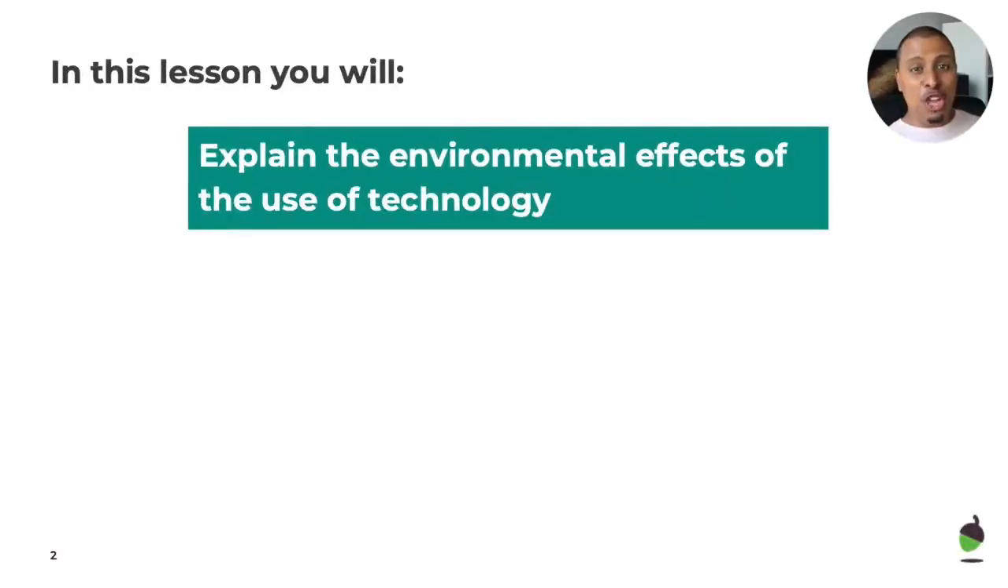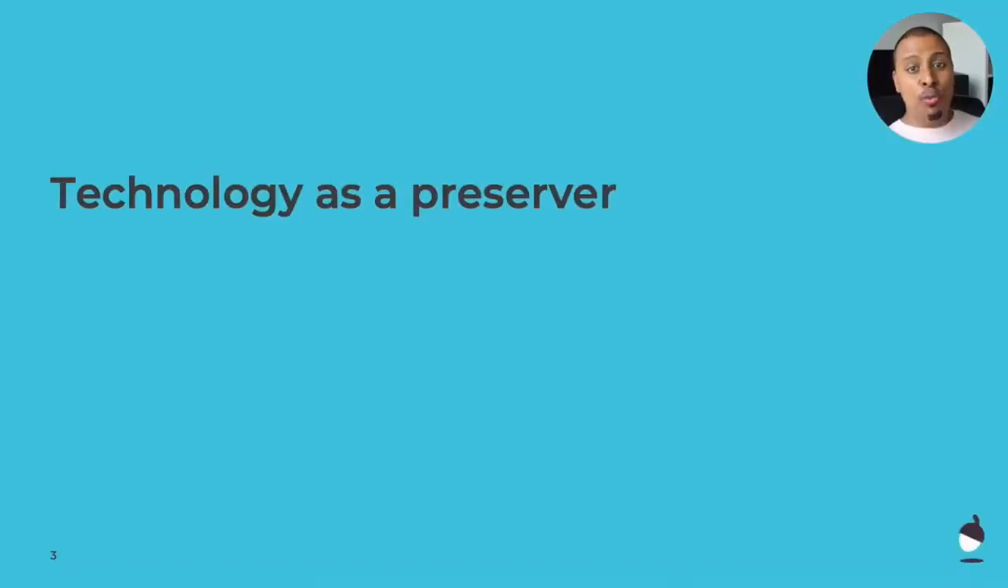In this lesson, you will explain the environmental effects of the use of technology and will discover the reality of technology's impact on the environment. In this part of the lesson, you will learn about how technology, if used strategically, can be used to protect the environment and can be a preserver rather than a destroyer.